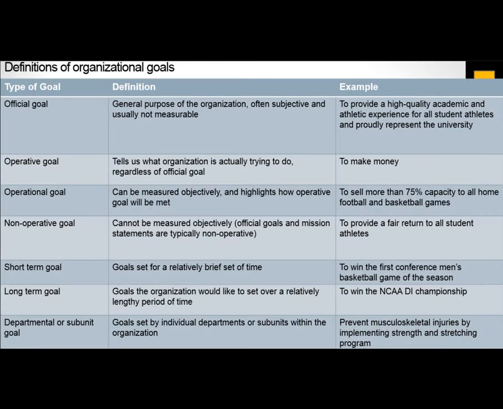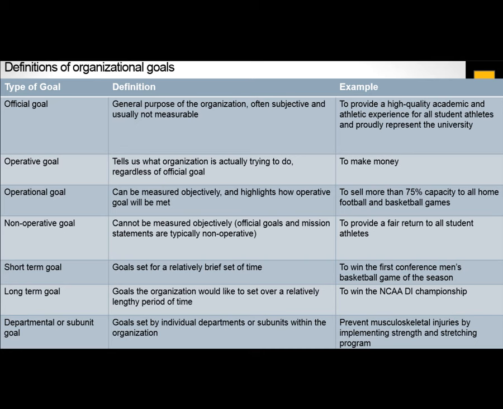So we're going to look at a few different types of goals. Official goals themselves are, we look at the general purpose of the organization. They're often subjective and not usually measurable. So an example of that: we want to provide a high quality academic and athletic experience for all student athletes and proudly represent the university. We've all heard something like that before. But what are some of the other goals that we aren't as familiar with?